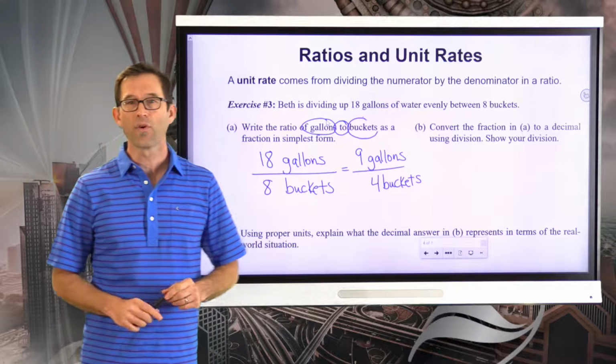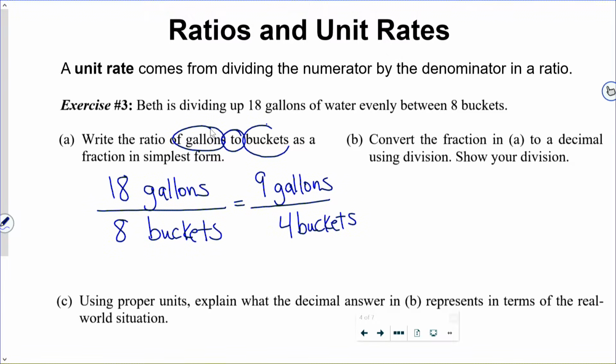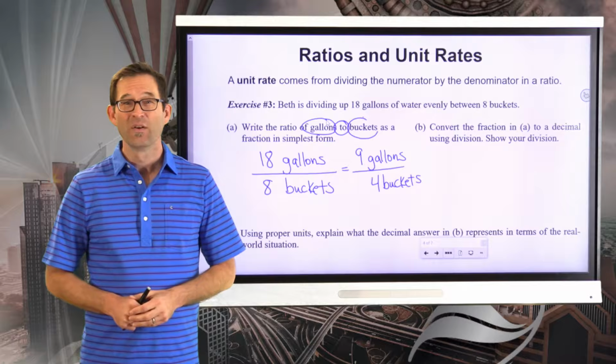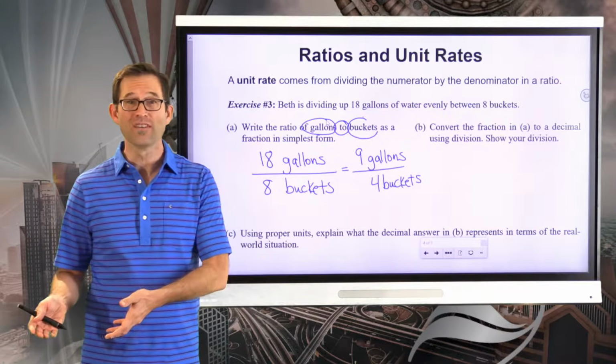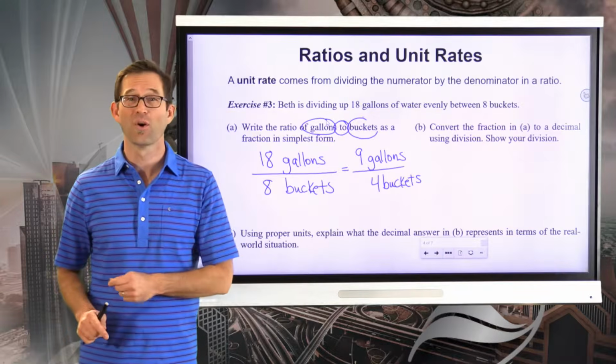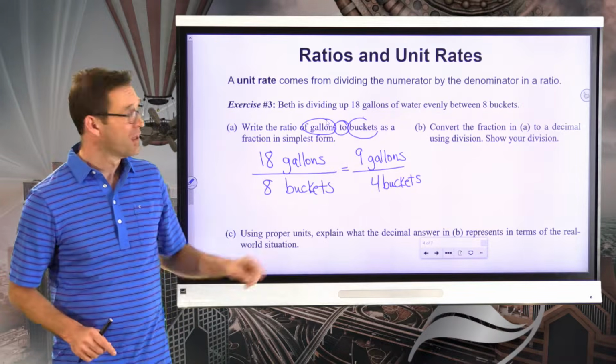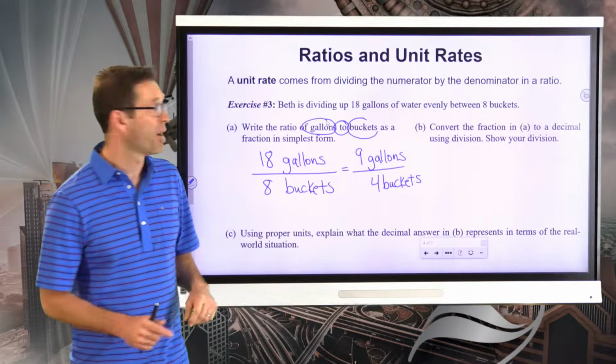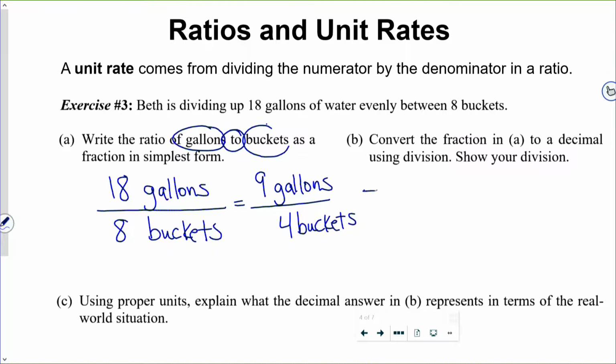Now letter B says convert the fraction in A to a decimal using division. Show your division. So now we're going to convert a fraction into a decimal, which we did not so long ago in the last lesson. Literally, I want to do 9 divided by 4. So let's do that. 4 goes into 9 2 times, leaves me with 8. I'm going to put a decimal point there, 0, 0, 0. You never know how many zeros we'll need.